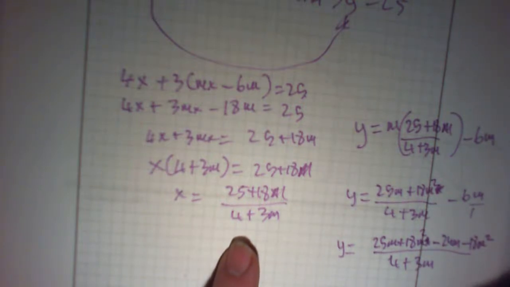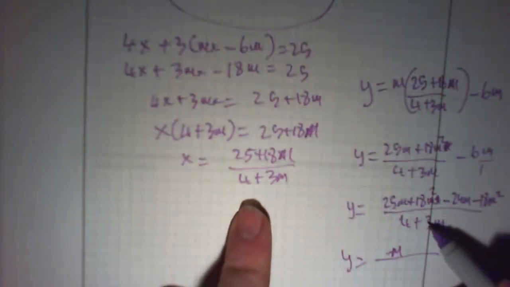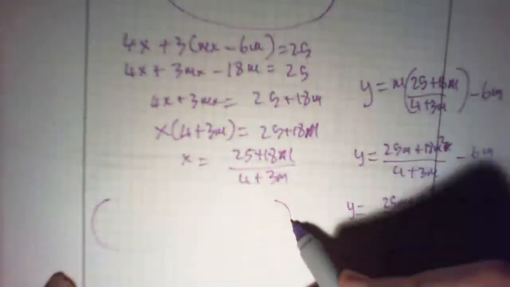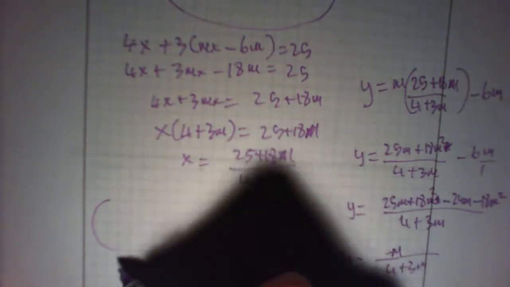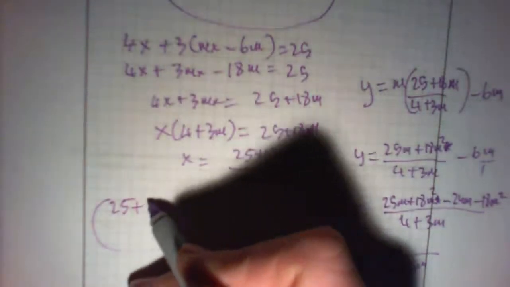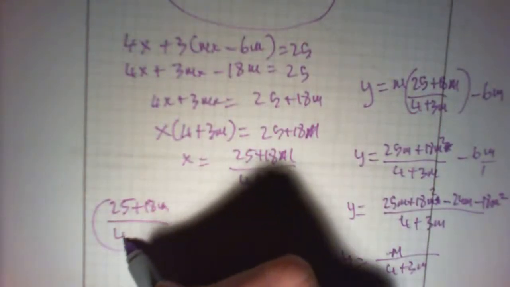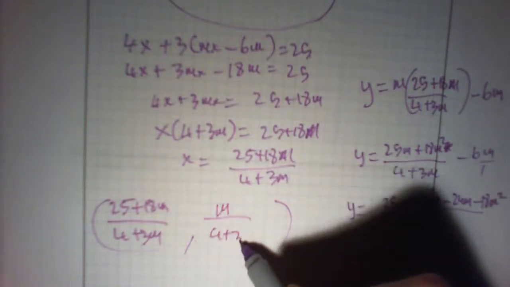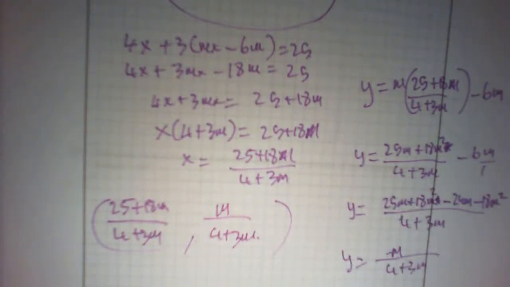So y is equal to m. 25m minus 24m is m over 4 plus 3m. So my coordinates are 25 plus 18m over 4 plus 3m, and then m over 4 plus 3m. And that's a bit of a hefty one, okay?